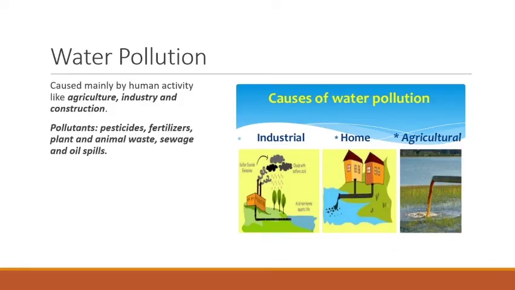Water pollution is also caused mainly by human activity: agriculture, industry, and construction. The pollutants are pesticides, which are substances used to kill insects; fertilizers, the substances we add to plants in order to help them grow; sewage, when we dump sewage water into rivers or seas; and oil spills.